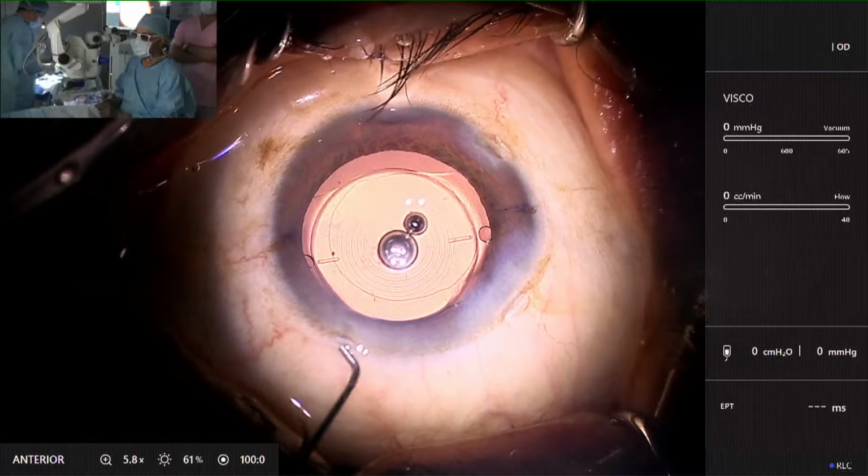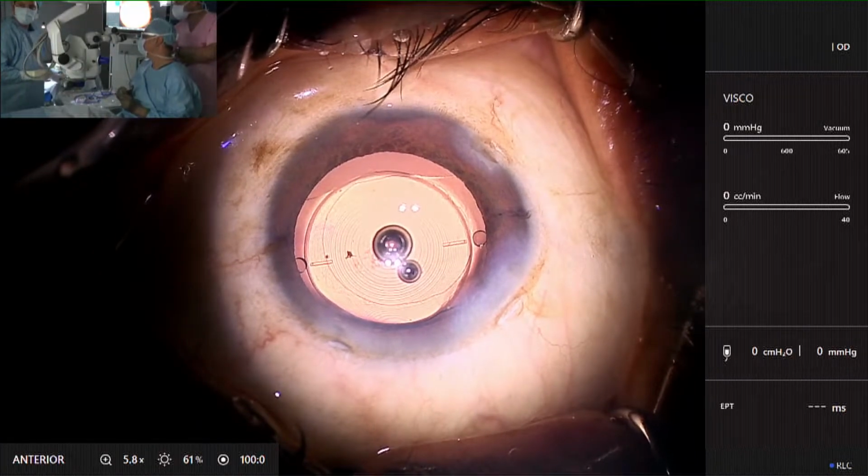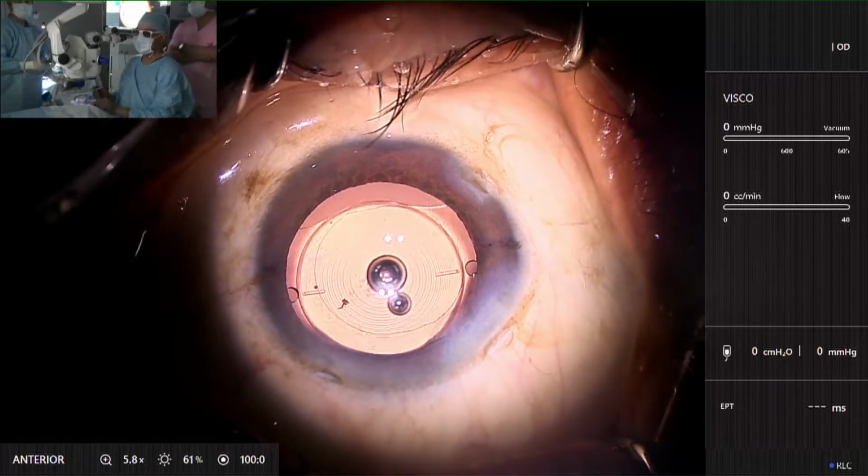In fact, I remember using Callisto for the first time almost 10 years back in a live surgery in PGA. Yeah, I had come for a live surgery event.